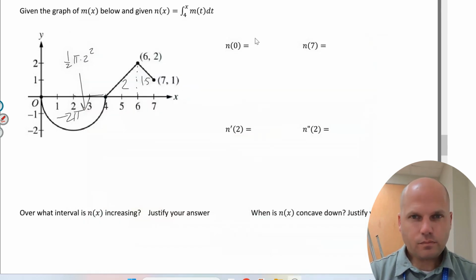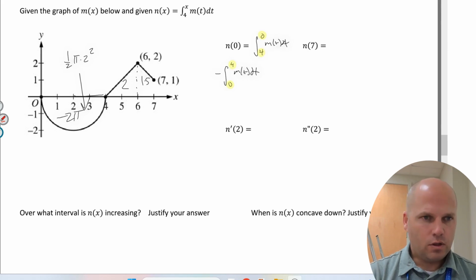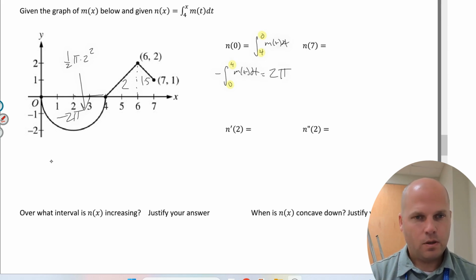All right. N of 0 would be the integral from 4 to 0 of m. Well, I need to say it's the opposite of 0 to 4. Make sure you pay attention. It's like start and end. Very important. Start, end is the opposite of left to right, start, end here. This is right to left, opposite of left to right. So it'd be positive 2 pi.